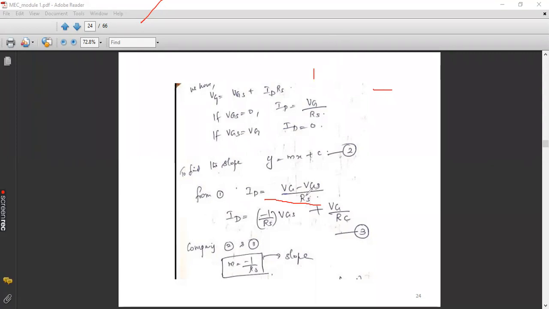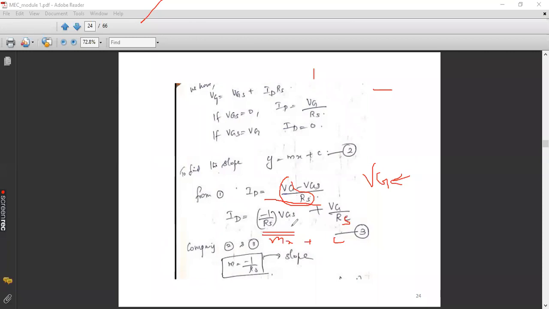I hope you are getting it. Why is Vg constant? Please recall the heading of this biasing technique. Here we are trying to fix Vg by using some DC source or by using the voltage divider network. So Vg remains constant and Rs is also constant, as you know. So Vg by Rs can be considered as constant C. The remaining term, minus VGS by Rs, is your mx term, and this is your C.